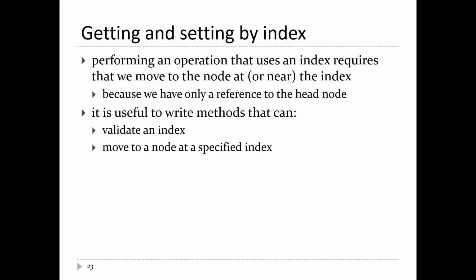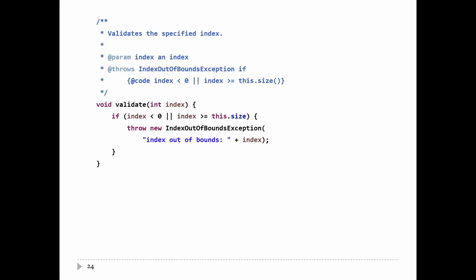Because most of the methods in the linked list class operate using an index, it becomes useful to write methods that will validate an index and that move to a node at a specified index. A valid index for a list is an index that is greater than or equal to 0 and strictly less than the size of the list. Our validation method simply takes in an index and checks if the index is negative or if the index is greater than or equal to the size of the list. If it is, it simply throws an index out of bounds exception. Otherwise, nothing happens.